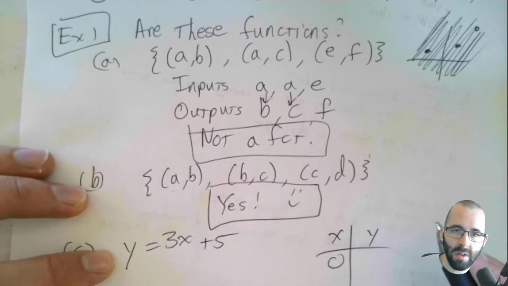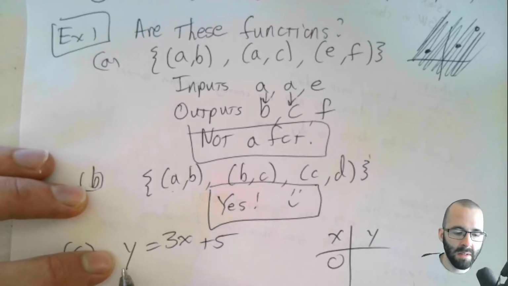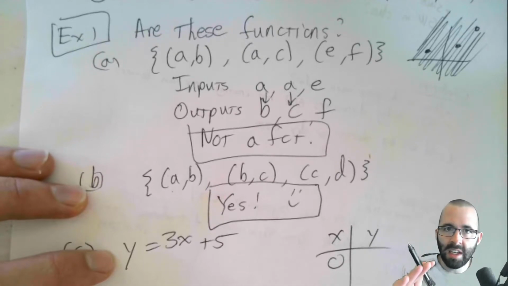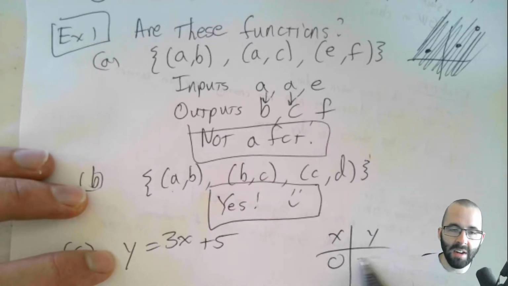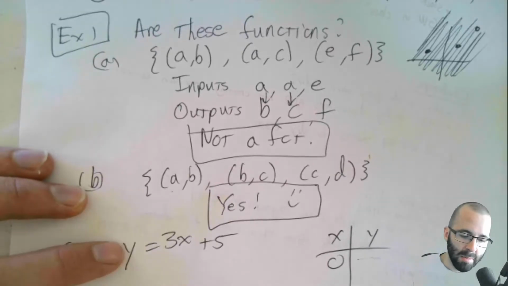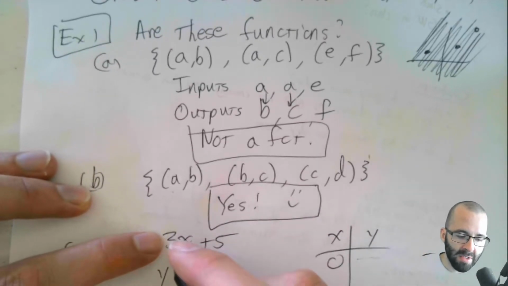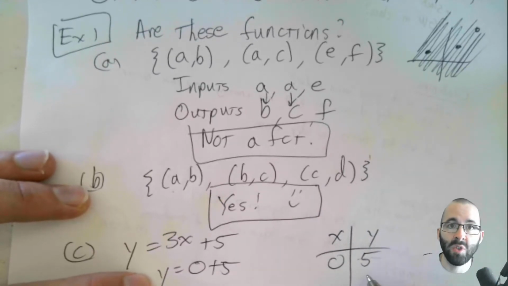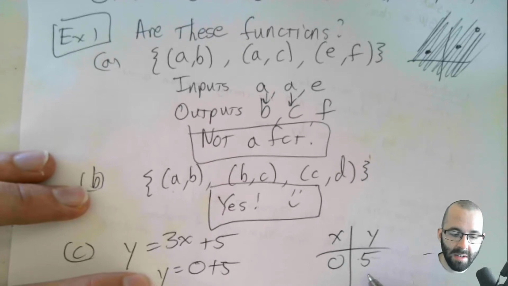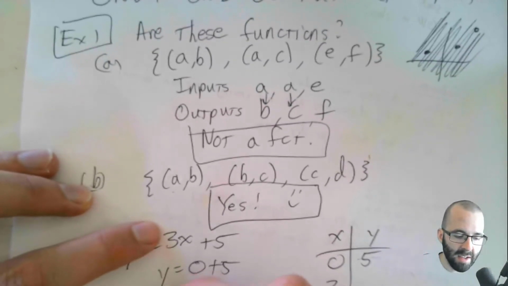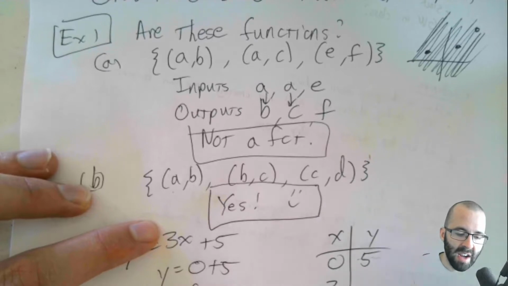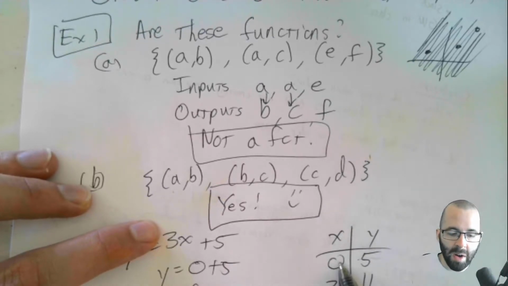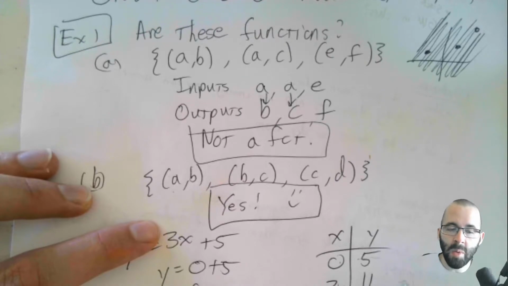If x is 0, can y be multiple things? Or is y only going to be one thing? A function is that if I give you an input, you only give me one output. So if there's multiple things over here, it's not going to be a function. But again, we can look at this. If x is 0, y is 3 times 0 is 0 plus 5. Okay. If x is 0, y is only 5. If x is 2, y is going to be 3 times 2 is 6, plus 5 is only 11. No matter what x value I give you, there's only going to be one output.